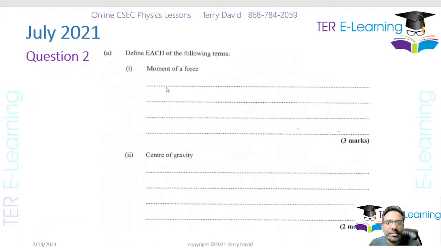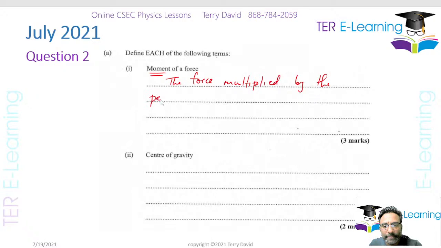So this one here, I heard some people got some trouble with this. So the first thing, define each of the following, the moment of a force. So the moment of a force, right, is the force multiplied by the perpendicular distance from the pivot, right? Simple, straightforward definition. Now the way how the paper is, right, it's kind of hard to draw a sketch, but you could have drawn something like this.